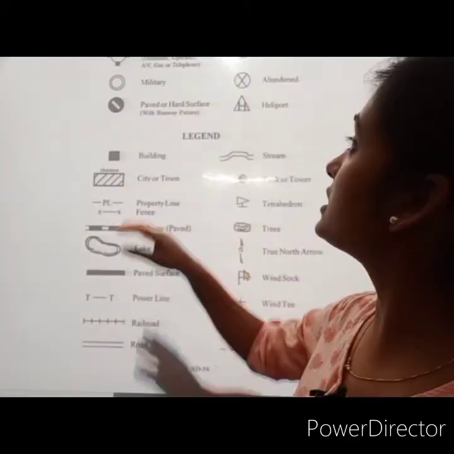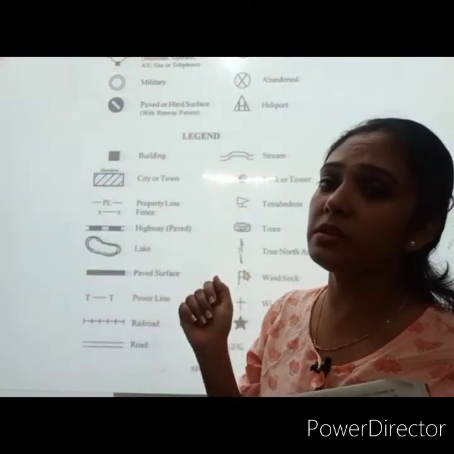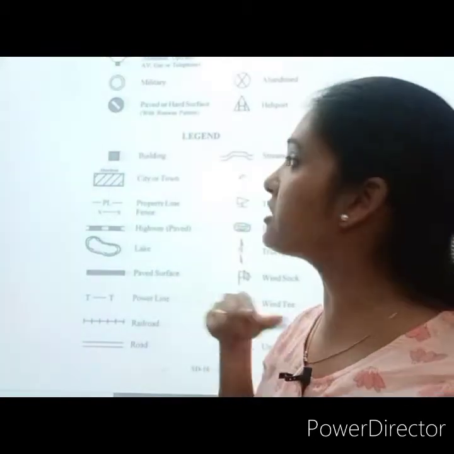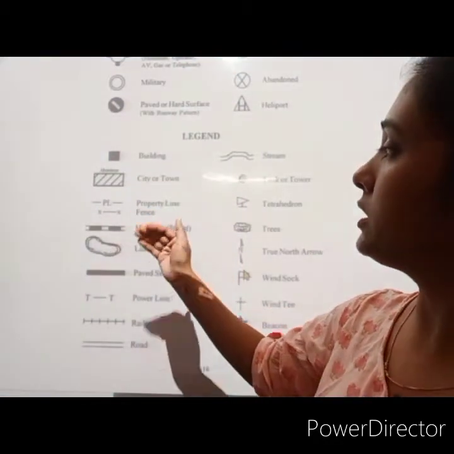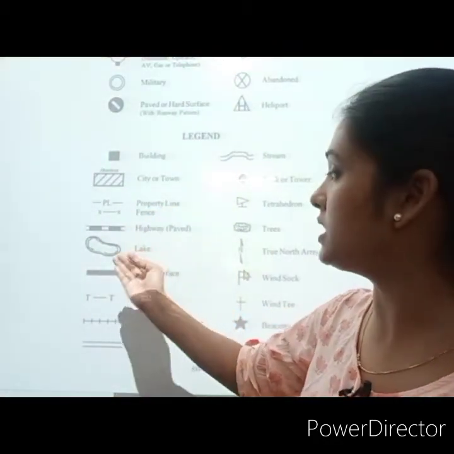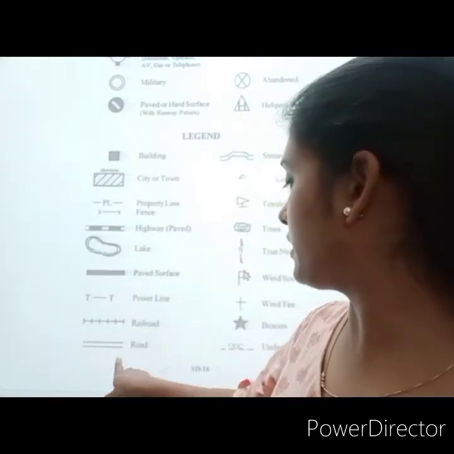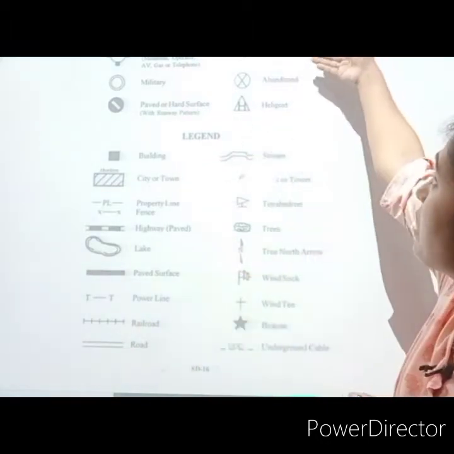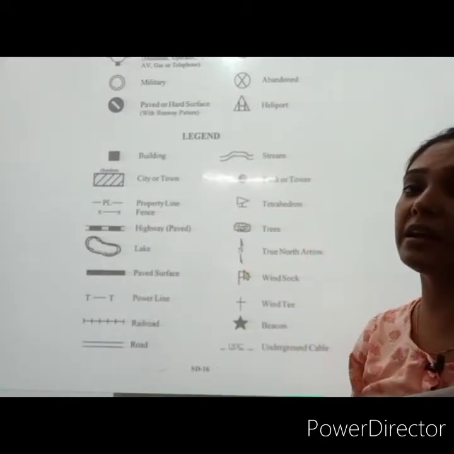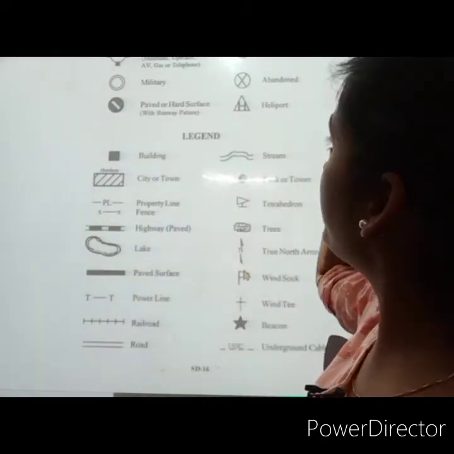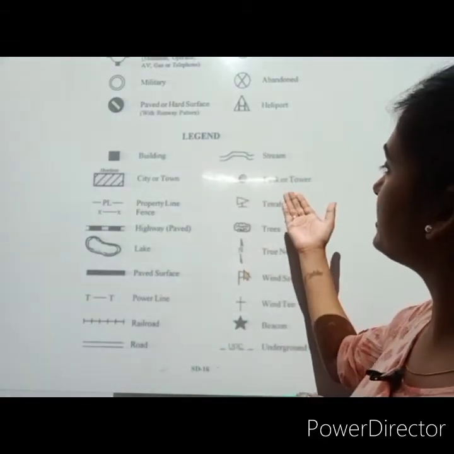First, you can see here facilities available. You can see here the military sign is just a square circle. Then paved or hard surface with this sign. Building, city or town. Then property line, highways, you can see. Lakes, paved surfaces, power lines, railroad. Then roads, normal road. Then we have warning signs. W is for warning sign. Then we have abandoned. Abandoned means dead road. Then heliport. H sign is for the heliport. Stream sign. Then we have tank or tower.